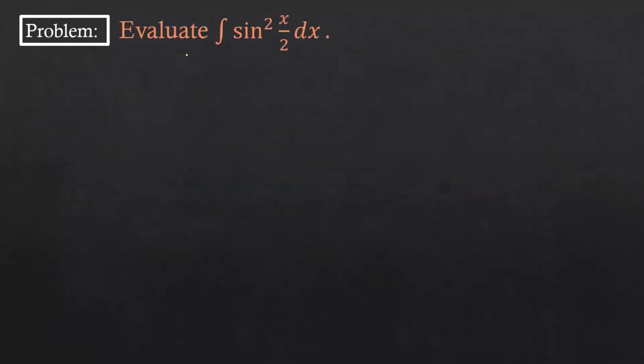Okay. Then comes another problem, which is how to evaluate the integration of sine square x by 2 dx. Someone help me to perform that. First of all, tell me the formula. What is the formula? 1 by 2 into 1 minus cos x dx, since 2 sine square x by 2 equals 1 minus cos x.